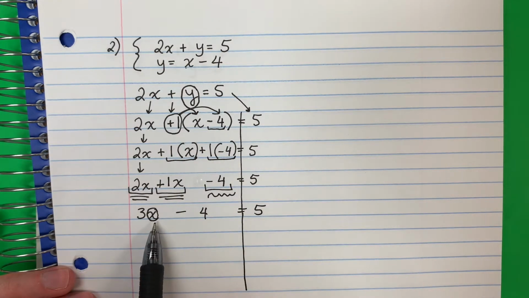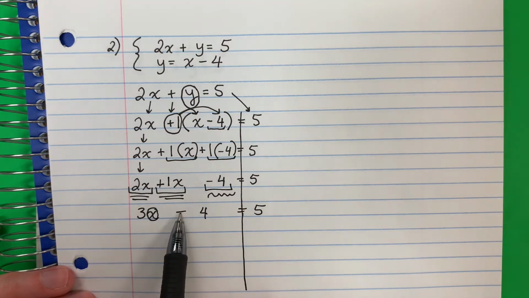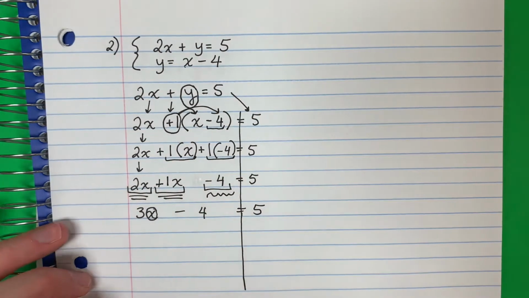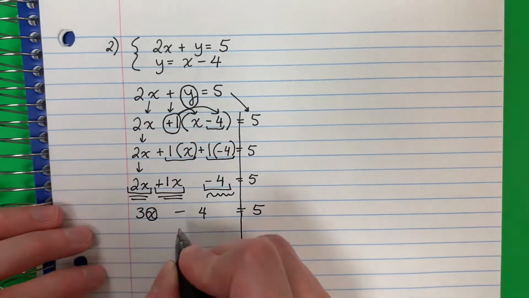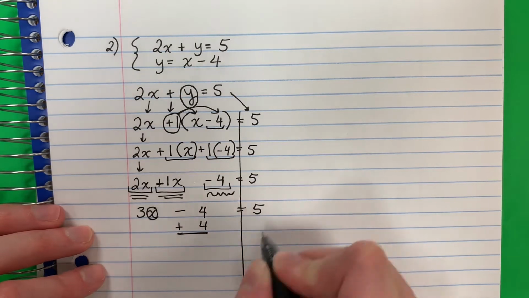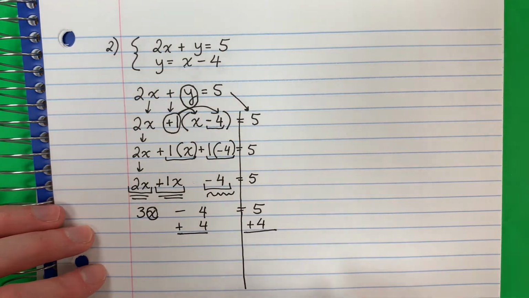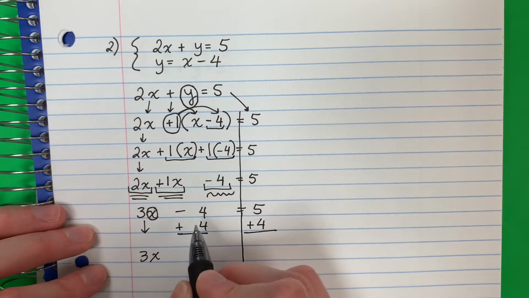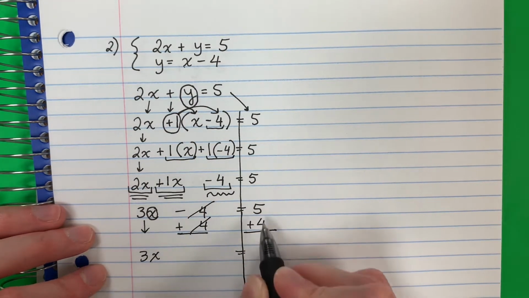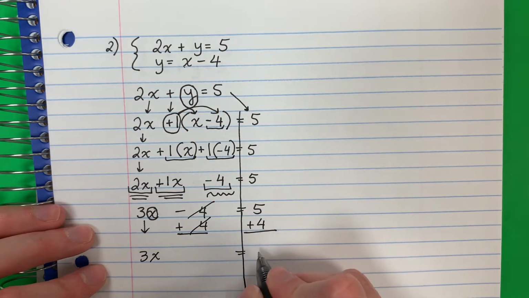No quiero mover x. I don't want to move the 3 because if I move the 3, then the x will go too. No quiero mover el 3 porque si muevo el 3, el x va a salir también. So I will move minus 4. Voy a mover negativo 4. The opposite of minus 4, el opuesto de negativo 4, plus 4, más 4. Copy plus 4. Copy 3x. Negative 4 plus 4 is 0. Cancel. Equals 5 plus 4, 5 más 4, that is 9.